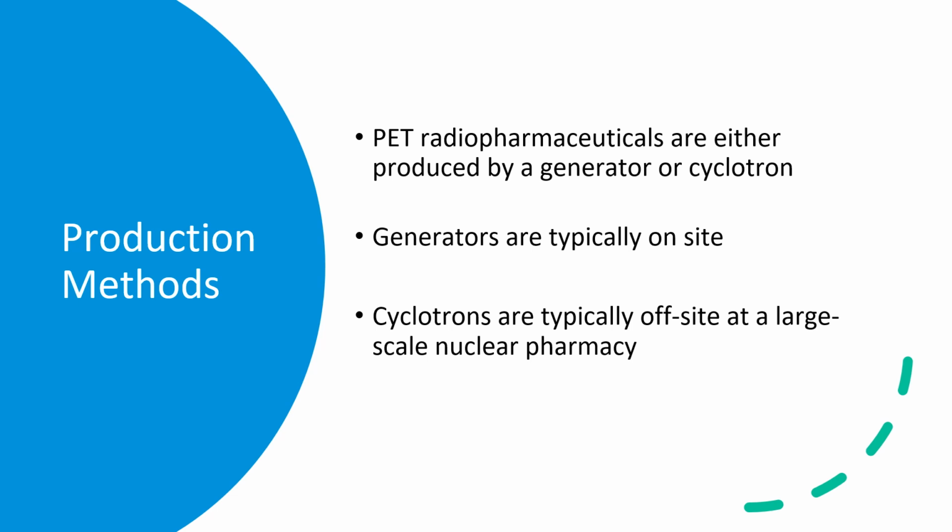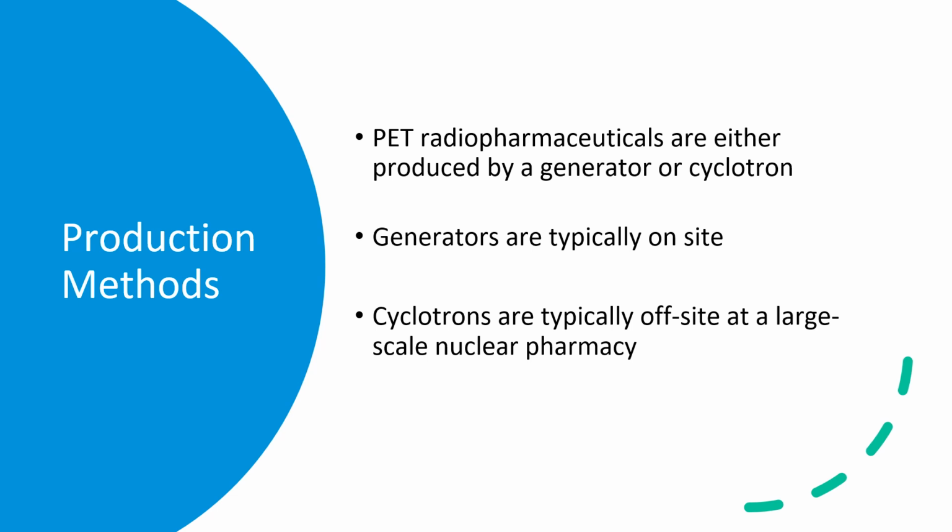PET radiopharmaceuticals are either produced by a generator or a cyclotron. Most of the radiopharmaceuticals that we use in nuclear medicine that are PET-based are produced by a cyclotron. However, there are a couple generators that are out there, two, one for rubidium and one for gallium-68. And generators are typically on site. Now, the gallium-68 generators tend to be more located at a local radio pharmacy, whereas the rubidium generators are right in the scanner room. Cyclotrons are typically off-site at large-scale nuclear pharmacies.